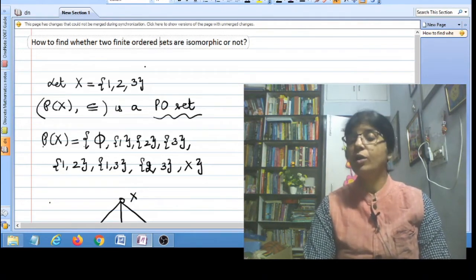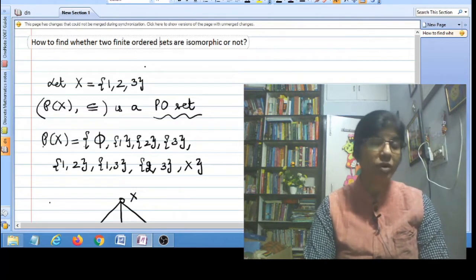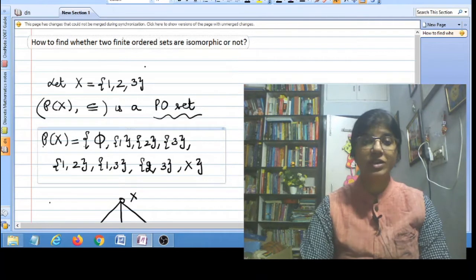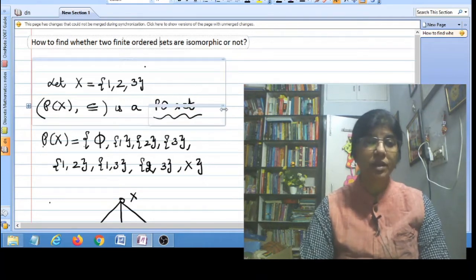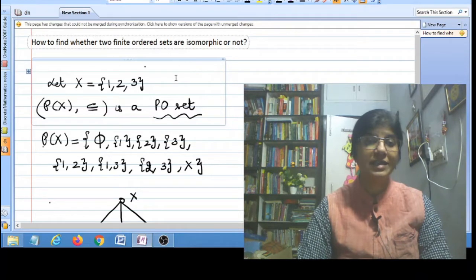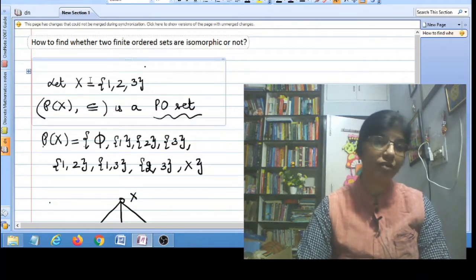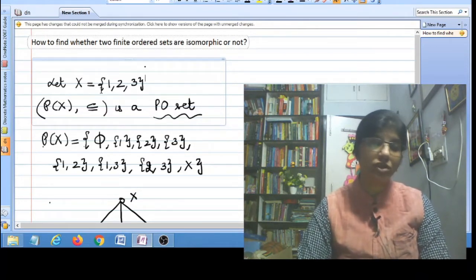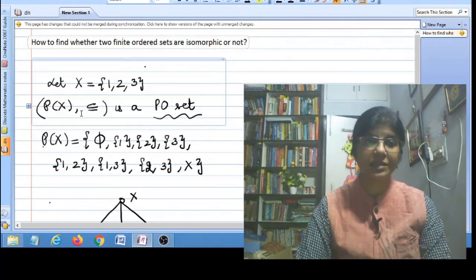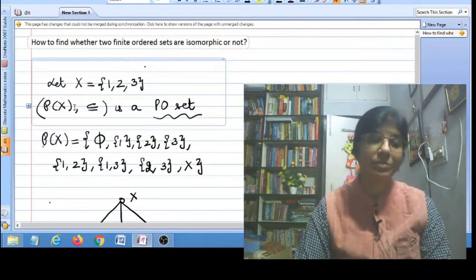Now, before we answer this question, and before I tell you how to answer this question, let me consider an example. Let me consider a set X consisting of three elements, 1, 2, 3. So capital X is a set consisting of three elements, and let me consider the power set of X, that is the set of all subsets of X.